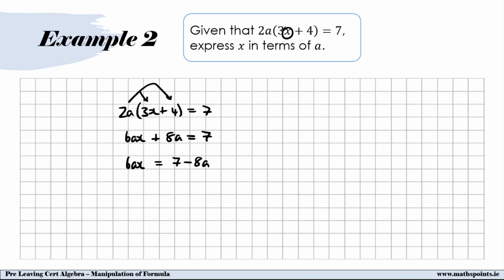Finally, I want to get the x by itself, so I'm going to divide both sides by the term next to the x, which is 6a. So if I divide 6ax by 6a, I'm left with x. And if I divide 7 minus 8a over 6a, I just get 7 minus 8a over 6a.